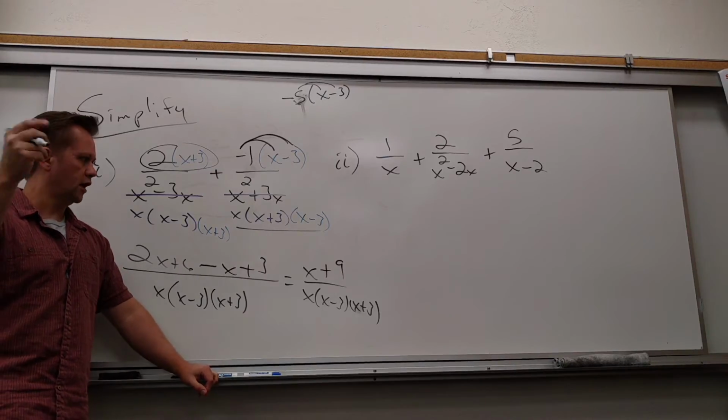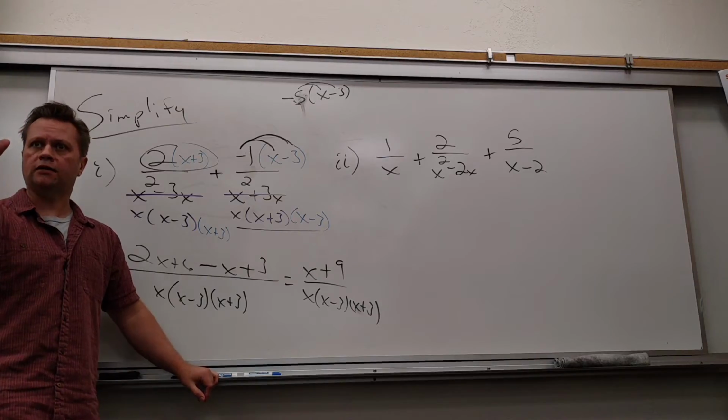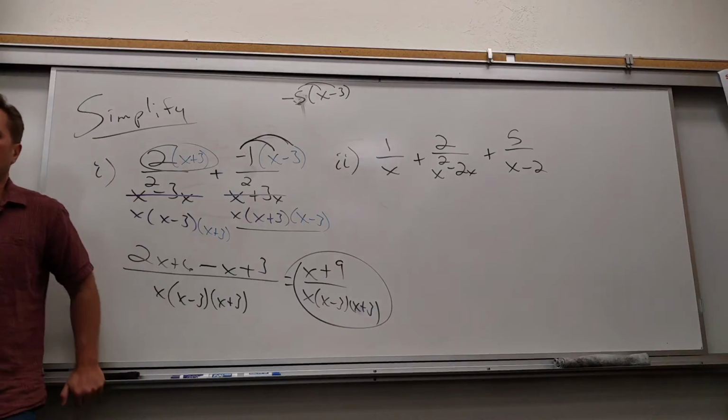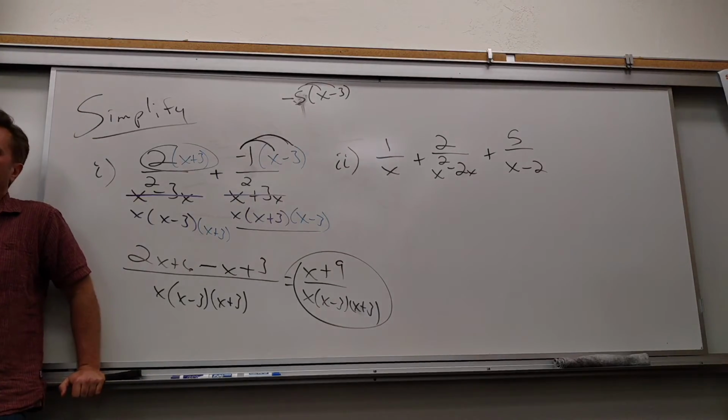Addition. Yeah, exactly. The top has an x plus 9. Does the bottom have an x plus 9? No, so I can't do anything. There's nothing common to both, so I can't go any further. Don't multiply the bottom out. It's just a waste of time. It's the same thing if you multiply it out.